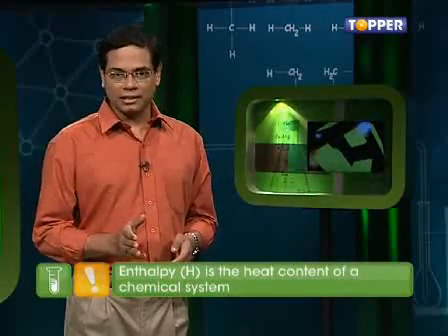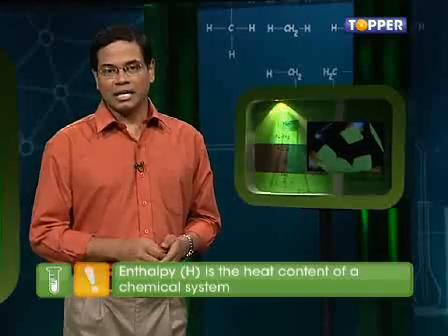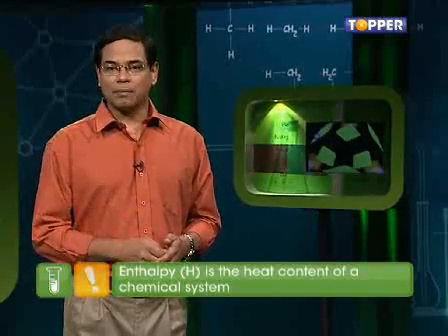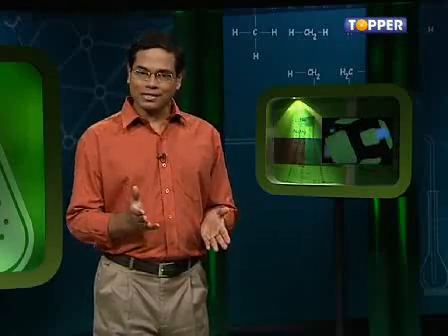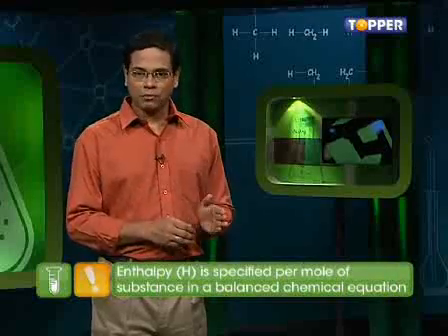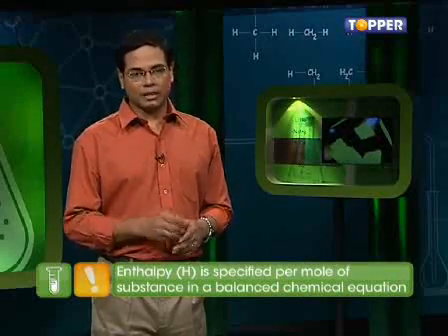The amount of heat released or absorbed in a chemical reaction is known as enthalpy and is represented by the symbol H. Now, enthalpy is an example of a state function. That means its value does not depend on the initial and final stages of a reaction. We can only measure the change in enthalpy. So, a change in enthalpy or delta H is measured as the difference between enthalpy of products and enthalpy of reactants at a constant pressure. And you must always remember that enthalpy is specified per mole of a substance in a balanced chemical equation.